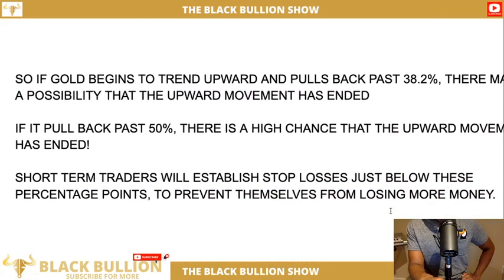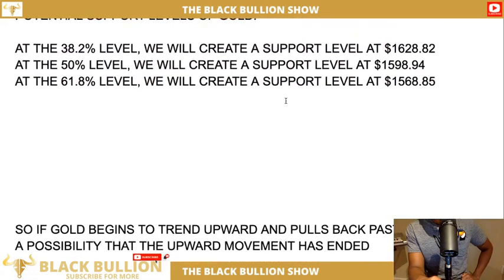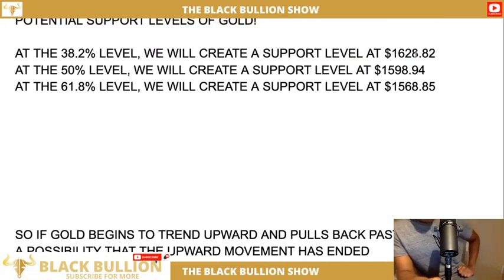So if gold begins to trend upward and pulls back past 38.2%, there may be a possibility that the upward momentum has ended. So remember, if gold goes past $1,628.82 and goes lower than this, then there may be a possibility that the upward trend may not have legs. Same thing too if it happens with the 50% level, there's an even higher chance that that upward momentum will end.